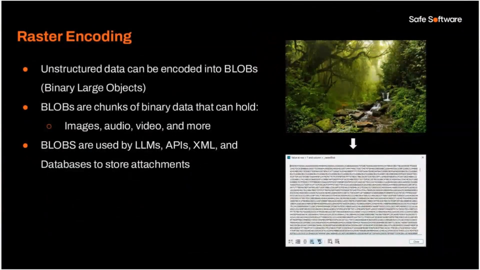To connect AI with rasters, we often need a way to move images and data between systems. This brings us to raster encoding and blobs. Unstructured data like images, audio, and video are often encoded into binary large objects or blobs. A blob is just a chunk of binary data, often base64 encoded when transmitted through APIs or AI models. LLMs, APIs, and XML databases all rely on blobs to store or move attachments because they package binary content into a text-safe format. This is exactly how AI returns edited or generated imagery, and FME can decode these blobs back into rasters for further processing.